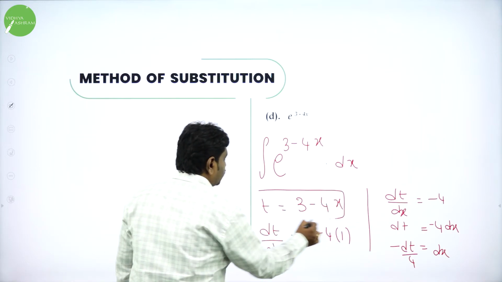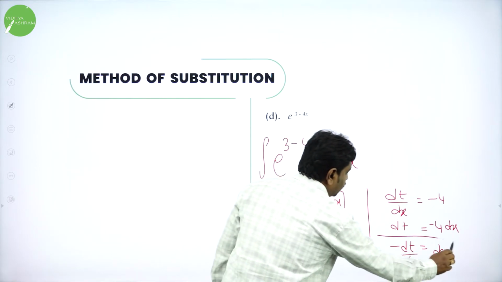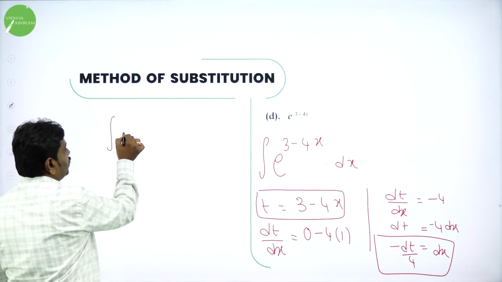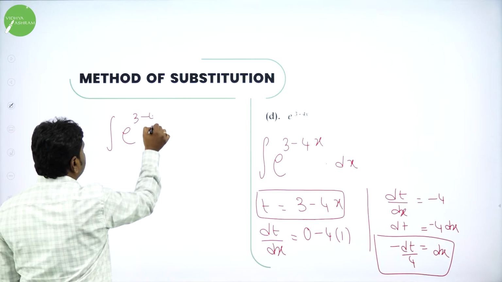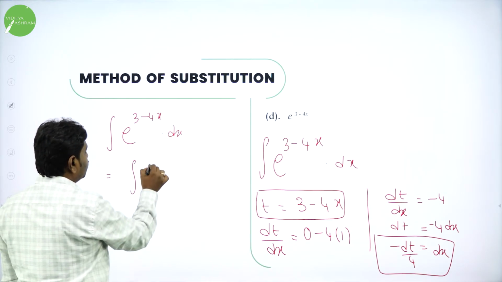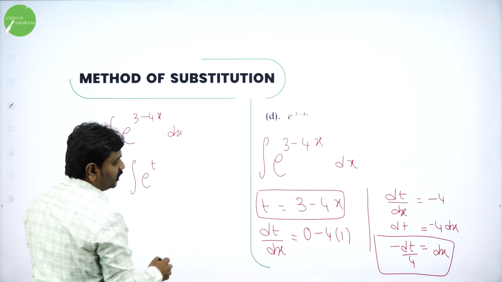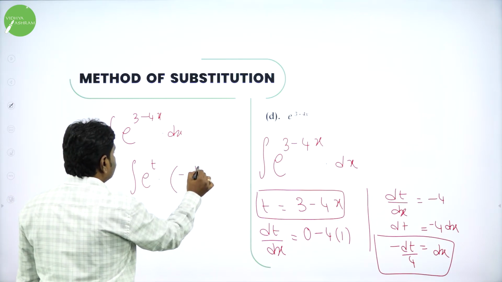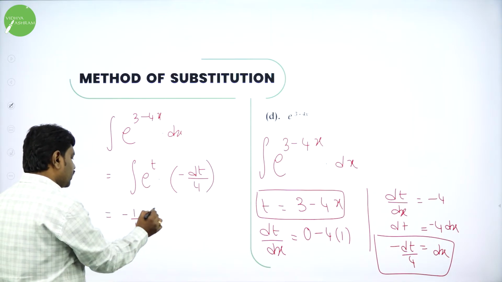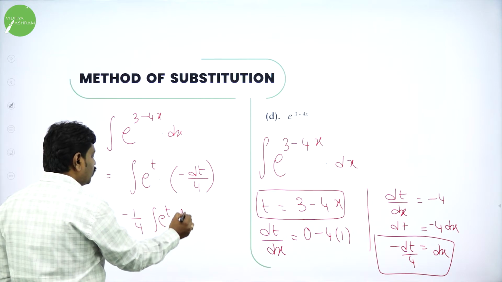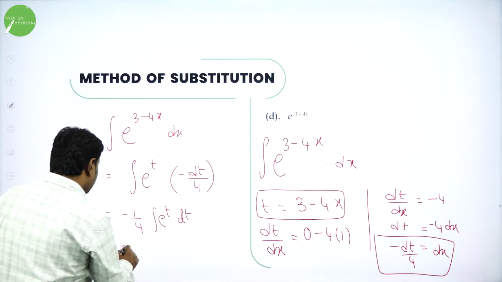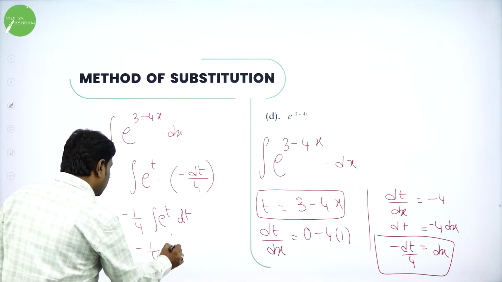So 3 minus 4x we are taking as t, and dx we got as minus dt by 4. Substitute them. e power 3 minus 4x into dx can be written as integration of e power t, and dx is minus dt by 4. So minus 1 by 4, take it out, e power t dt. All of you know integration of e power x is e power x. Integration of e power t is e power t. So it will become minus 1 by 4 e power t plus c.